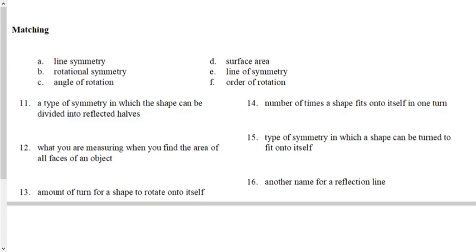And our last question is our definitions. A, a type of symmetry is line symmetry. D, what you are measuring when you find the area of all the faces, which is your surface area. The amount of a turn is your C, angle of rotation. 14 is F, the order of rotation, then B, then E. Each one of those worth 1 point for a total of 6 for your definitions. Overall, the test was worth 65 points.